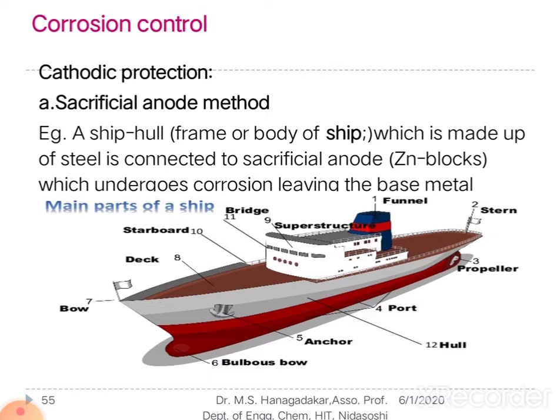The ship hull is nothing but the frame or body of the ship, which is made up of steel. If it is to be protected, connect it with sacrificial anodes like zinc blocks, which undergo corrosion, leaving the base metal unaffected by the corrosion.